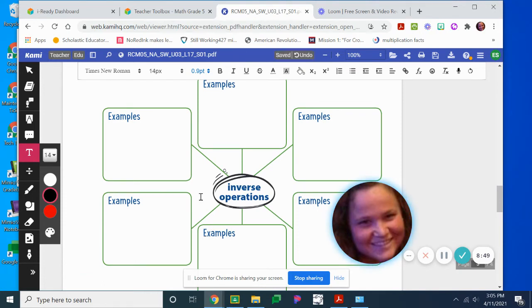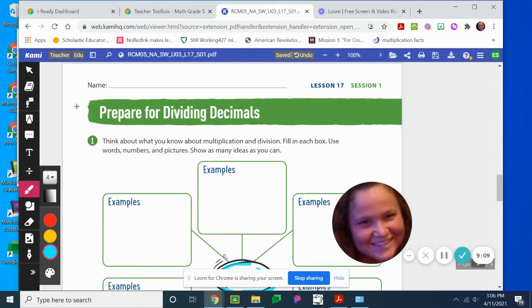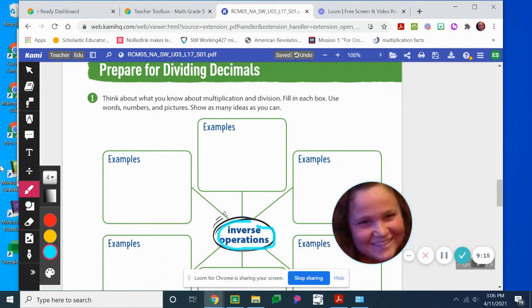All right, now I want you to take a couple of these notes today in your book. These will be part of your notes that we're looking for. And these are just examples so that you are a little bit more prepared for your homework. So we've got this thing here, and it's called inverse operations. Inverse means opposite. So if I have division, the inverse of that is multiplication. It says, think about what you know about multiplication and division. Fill in each box, use words, numbers, and pictures, show as many ideas as you can.